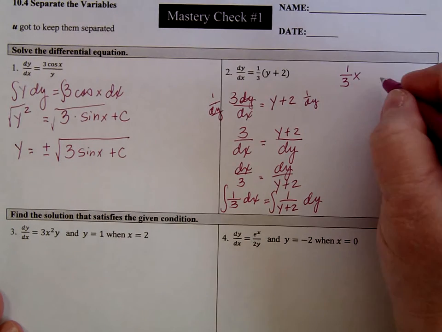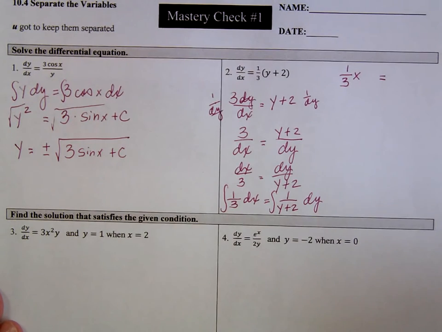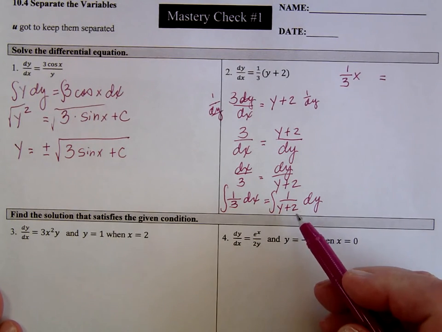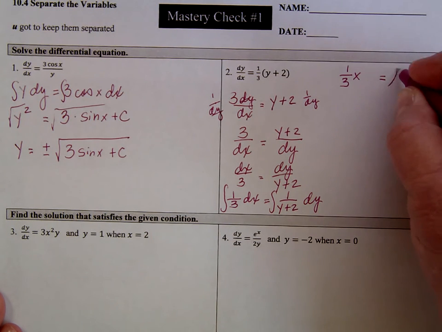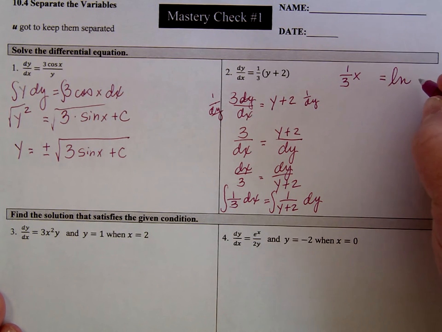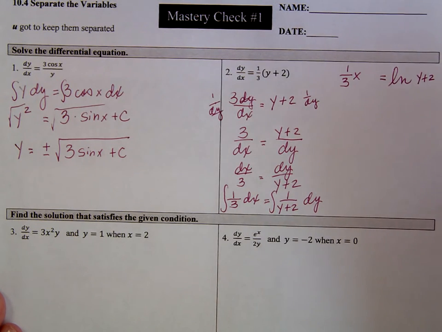I'm going to leave a little space, and I'll tell you why in a second. This one is a 1 over y plus 2, and anything that's 1 over something is going to be your ln's, right? So I'm going to have the ln of y plus 2. All right, that's what this side's going to be.